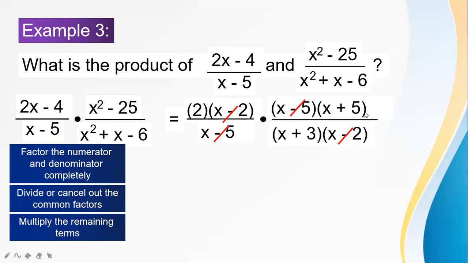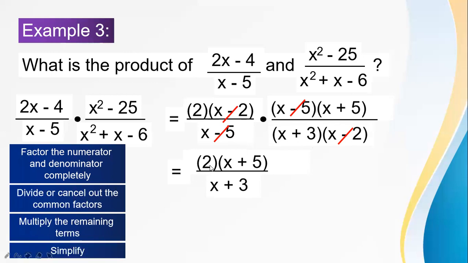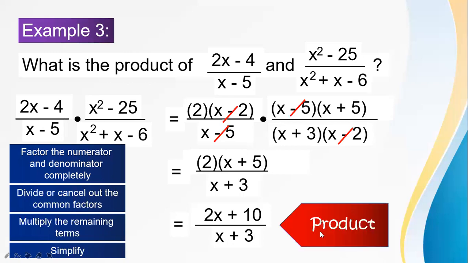So therefore, you multiply this and then copy the denominator because this will be your remaining factor of the denominator. Then 2 times x plus 5, then x plus 3, bring down or copy. Then simplify. So you distribute 2 times x, the answer is 2x. 2 multiply 5, the answer is 10. And therefore, we have 2x plus 10 over x plus 3. So therefore, this will be the product.